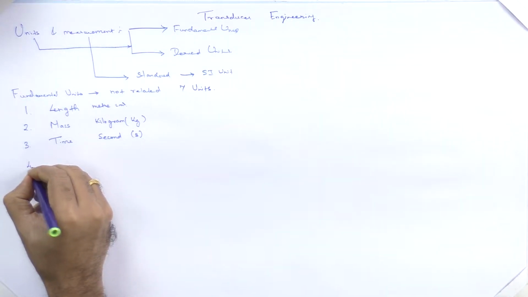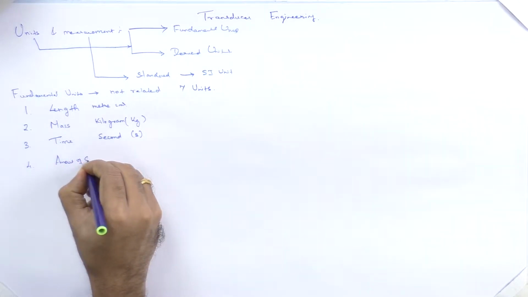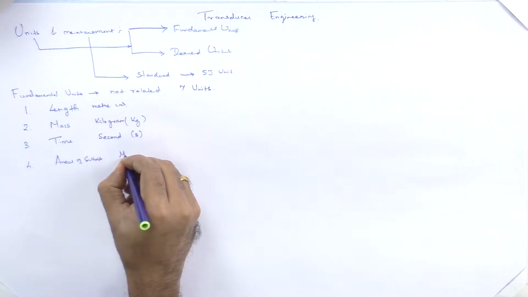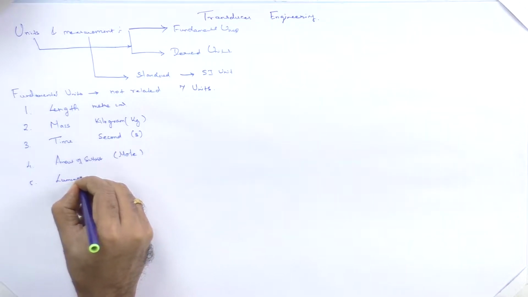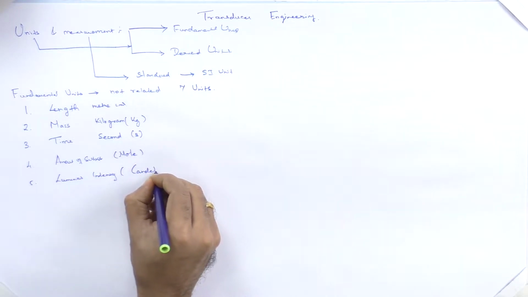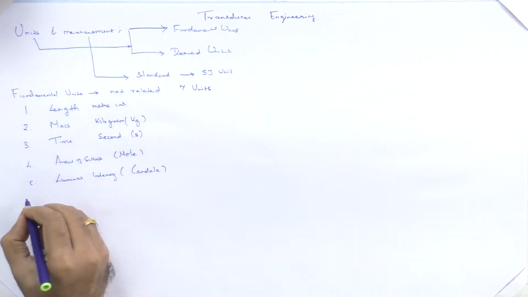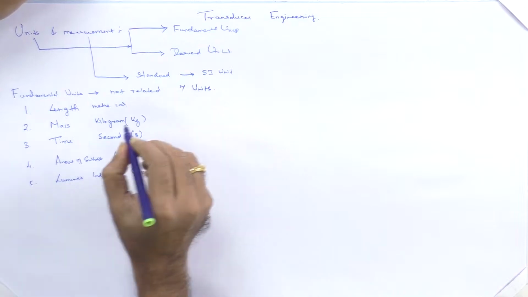The fourth one is amount of substance, that is mole. Fifth one is luminous intensity, which is candela. The remaining ones will be introduced to you in the later stages of higher studies. Now, using these fundamental units, we are going to derive all the other units in our physical world or in our chemical engineering. How are we going to derive all these things?